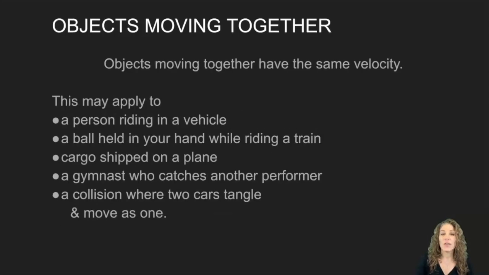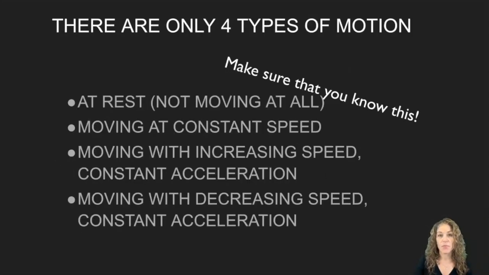Objects that move together have the same speed. So if you're in an airplane going 600 miles per hour, then you're going 600 miles per hour, even though while you're in the airplane, it doesn't seem like you're moving at all, because you're not moving relative to the airplane itself. So if you're holding a ball and you drop it and you're standing still, then the ball is standing still. If you're walking and you drop the ball, then the ball has the same initial speed as you do.